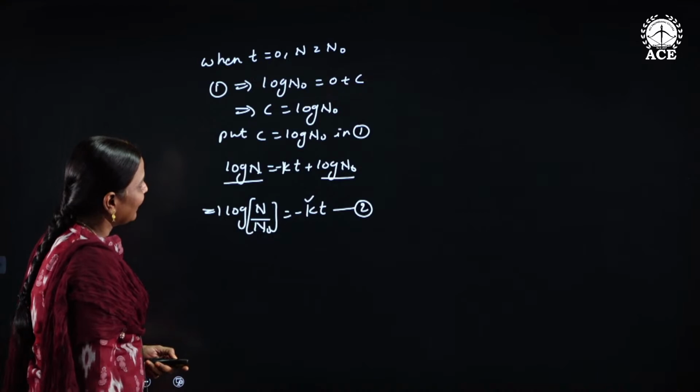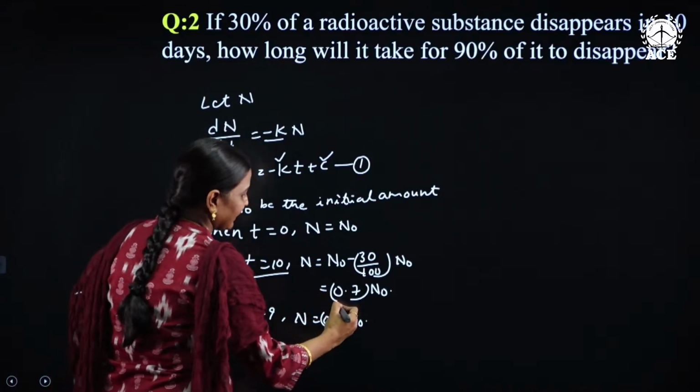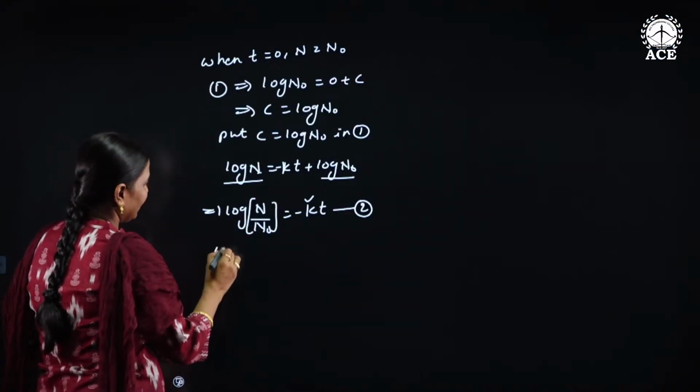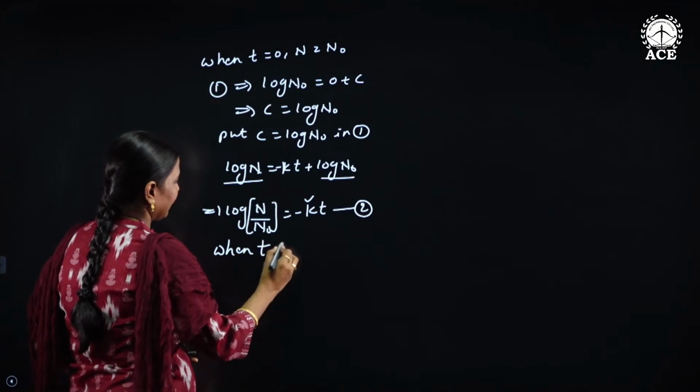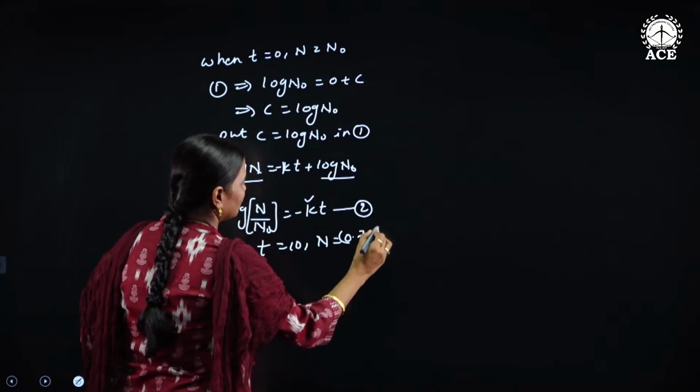Next, we need to find the K value. How to find the K value? Using the next condition: when T is equal to 10, what is the N value? 0.7 into N naught. So when T is equal to 10, N is equal to 0.7 into N naught.